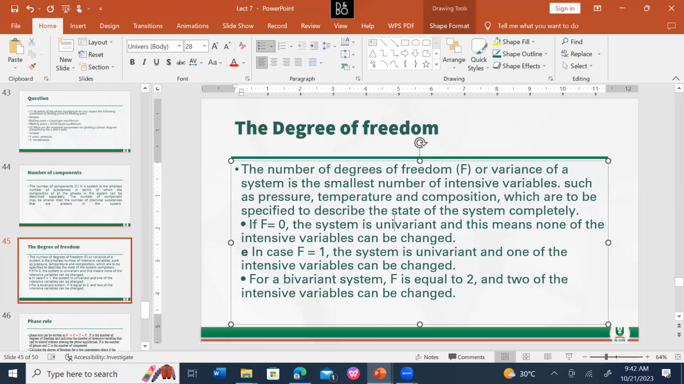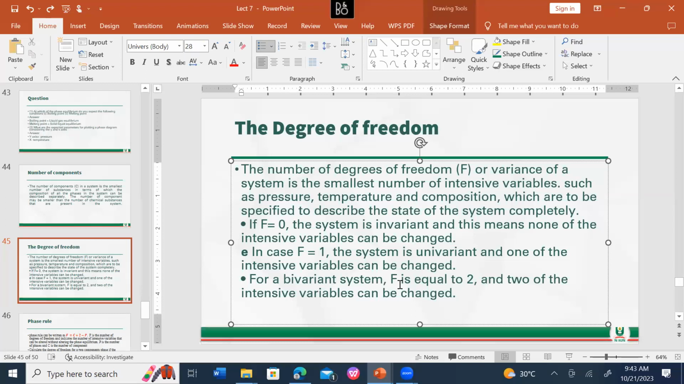But in a case where F is 1, when the degree of freedom is 1, the system is, oh, sorry, invariant. I'll come to that. When F is 1, I think that should be invariant, sorry. So when it is 1, it is univariant, and one of the intensive variables can be changed. That means you can change pressure without affecting the composition of the phase. You can change temperature without affecting the composition of the phase.